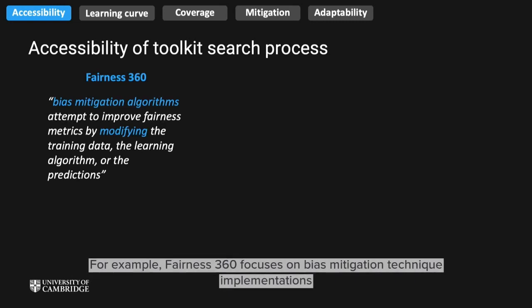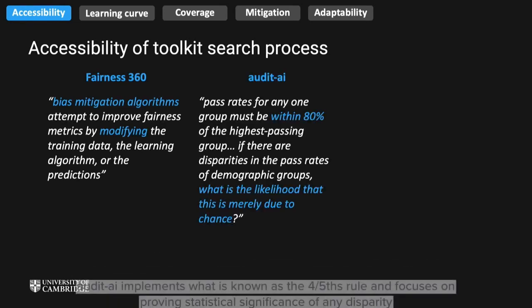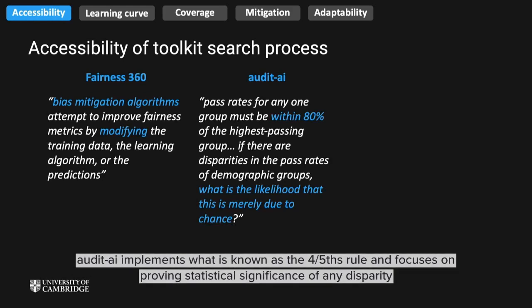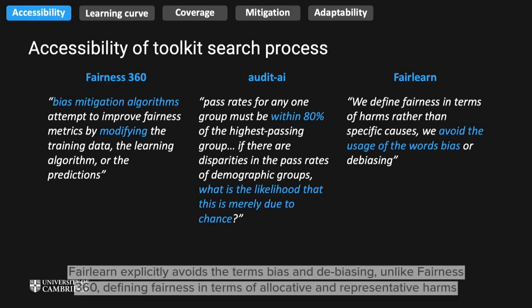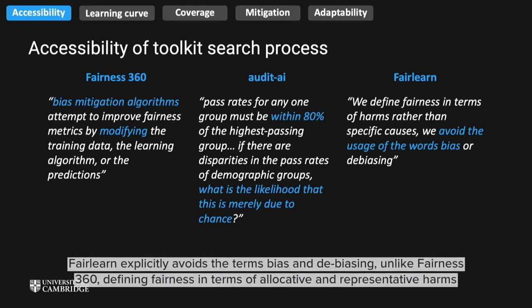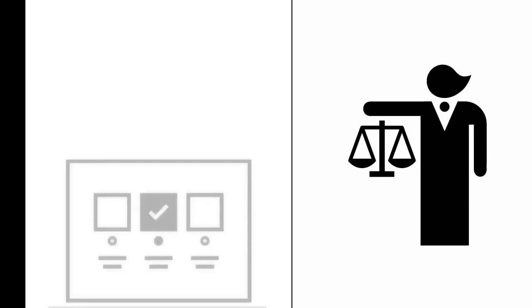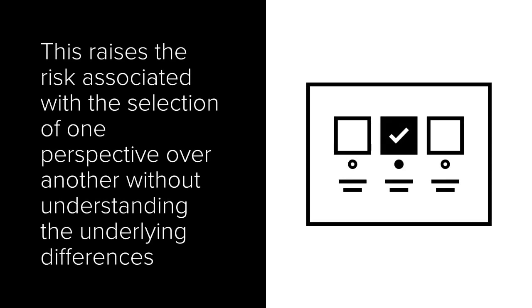For example, Fairness 360 focuses on bias mitigation technique implementations. Audit AI implements what is known as the 4/5 rule and focuses on proving statistical significance of any disparity. FairLearn explicitly avoids the term bias and debiasing, unlike Fairness 360, defining fairness in terms of allocative and representative harms. Fairness toolkits reflect the perspective of the designer on what fairness means and how it should be assessed and mitigated. This raises the risk associated with the selection of one perspective over another without understanding the underlying differences.